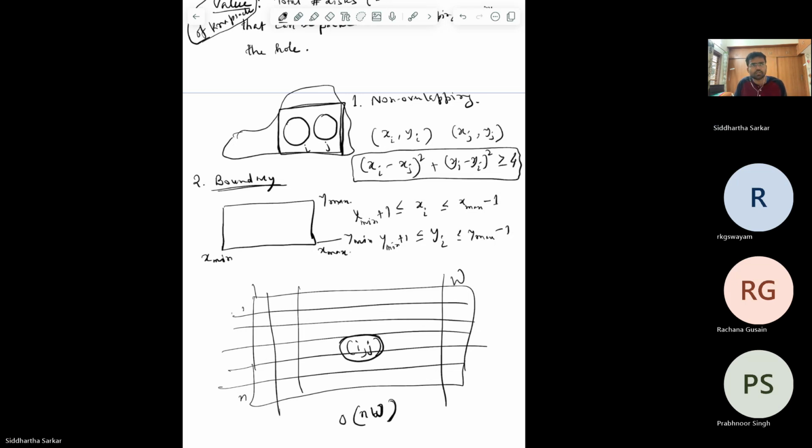Is it n times W? Yes, I think so. That is the table size. So we have to pack n items, but W here is actually an exponential thing.